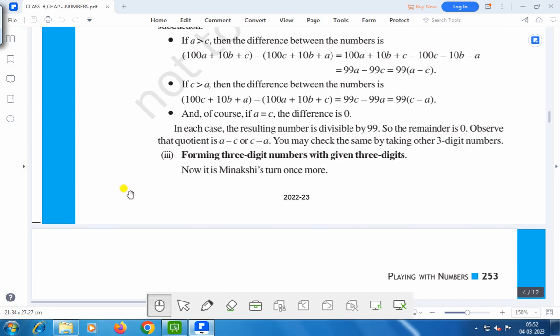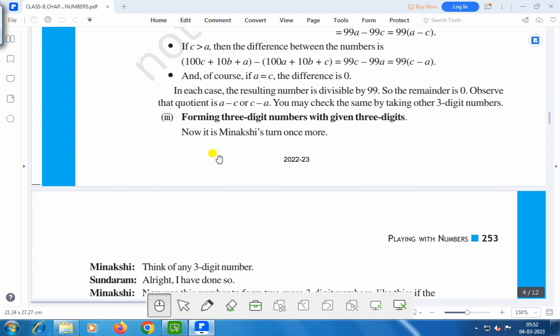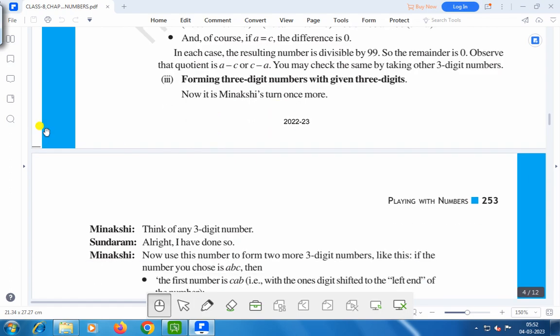In each case, the resulting number is divisible by 99. So the remainder is 0. Observe that the quotient is A minus C or C minus A. You may check the same by taking other 3-digit numbers. Forming 3-digit numbers with given 3 digits.